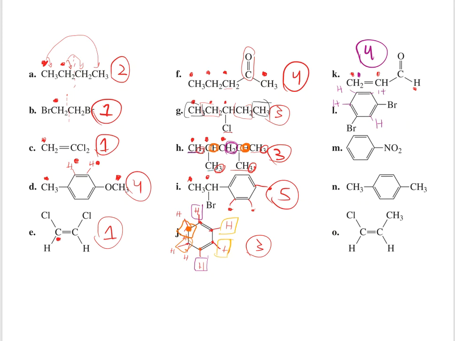All right, so for L, if I swap that hydrogen for a bromine there, that is definitely going to give me a signal, right? I mean, there's a hydrogen there. It's going to be a signal. So I'm going to go ahead and count one signal there. And that's in between the two bromines.